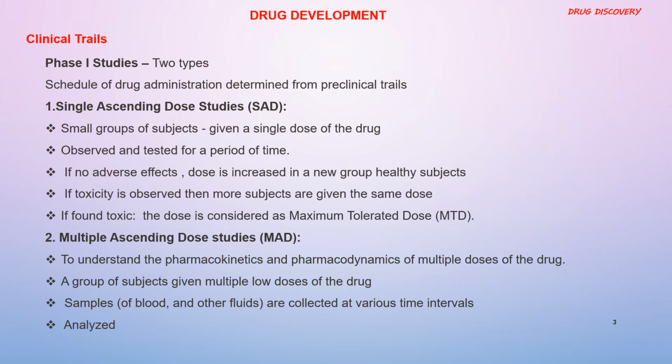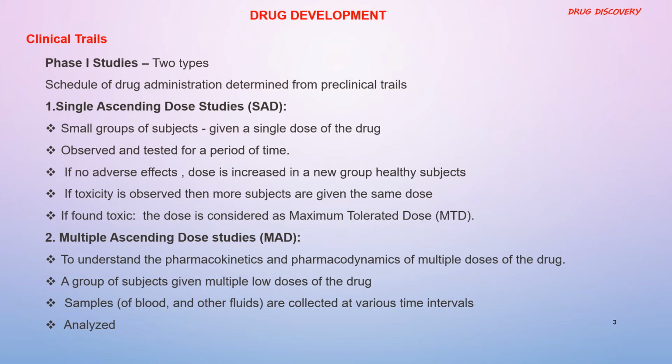The phase 1 studies of clinical trial are of two kinds: single ascending dose study SAD and multiple ascending dose study MAD. In single ascending dose study, a small group of subjects are given a single dose of the drug and observed for a period of time. If the pharmacokinetic data is in line with the predicted safe values, the dose is increased in a new group of subjects. It is continued till maximum tolerant dose or MTD is estimated.